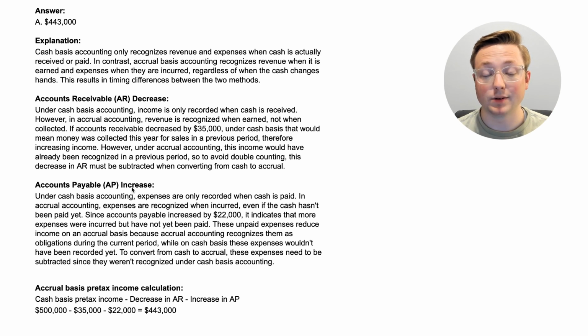When an accounts payable account increases, under cash basis accounting, expenses are only recorded when cash is paid. In accrual accounting, expenses are recognized when incurred, even if the cash hasn't been paid yet. Since accounts payable increased by $22,000, it indicates that more expenses were incurred but have not yet been paid. These unpaid expenses reduce income on an accrual basis because accrual accounting recognizes them as obligations during the current period, while on cash basis, these expenses wouldn't have been recorded yet. So to convert them from cash to accrual, these expenses need to be subtracted since they weren't recognized under cash basis accounting.